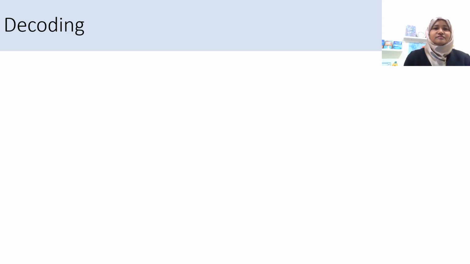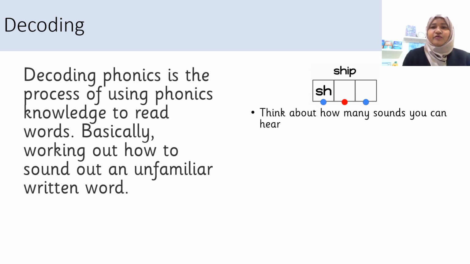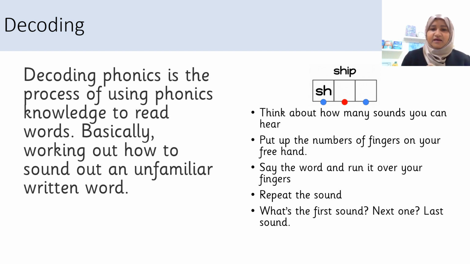Decoding. Decoding phonics is the process of using phonics knowledge to read words, basically working out how to sound out an unfamiliar written word. So if we look at the word ship and we didn't know how to read it, we'd think about how many sounds you can hear. For example, sh, i, p. Put up the number of fingers on your free hand. Say the word and run it over your fingers. Sh, i, p. Repeat the sound, sh, i, p. What's the first sound? What's the next sound? What's the last sound? Now write it down.